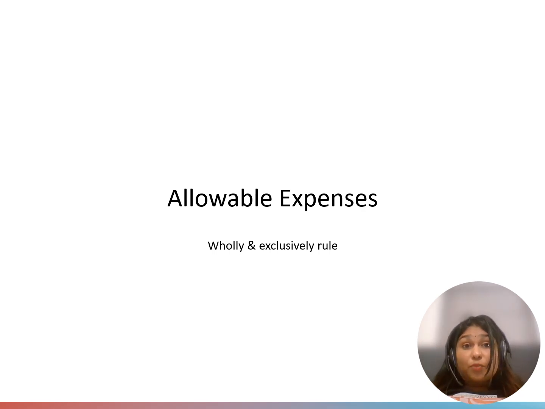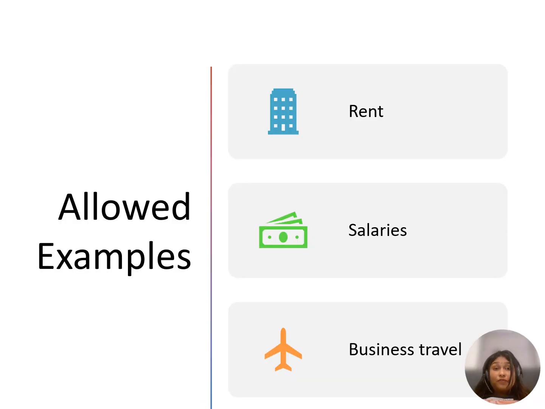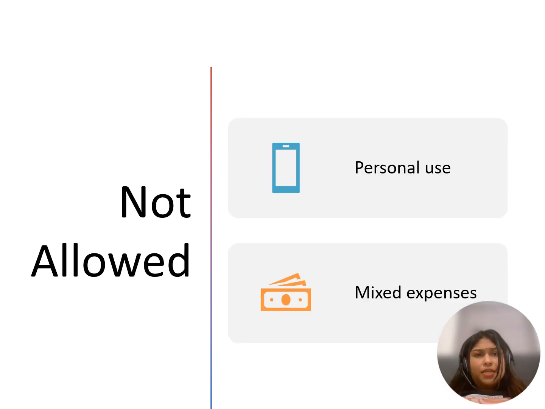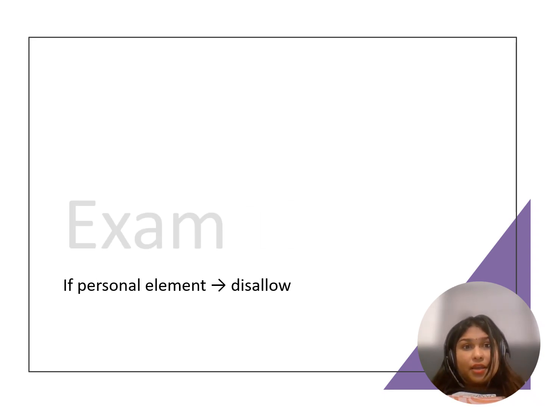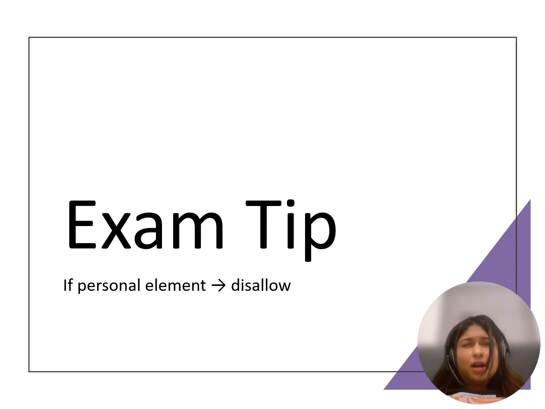This rule is one of the most tested in tax. Expenses must be wholly and exclusively for business. That means if the expense is purely for business, it is allowed. Examples include office rent, salaries, and business travel. But if there is any personal element, even small, it becomes disallowable. For example, if fuel is used partly for personal use, you cannot fully claim it. In exams, always ask, is this 100% business? If not, disallow it. This is where many students lose easy marks.